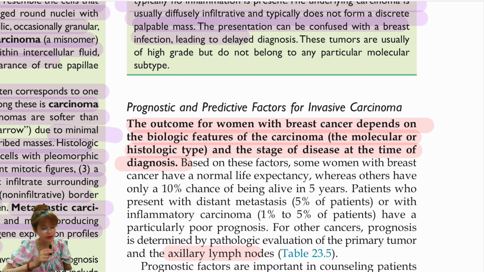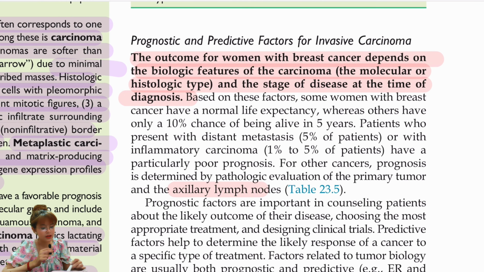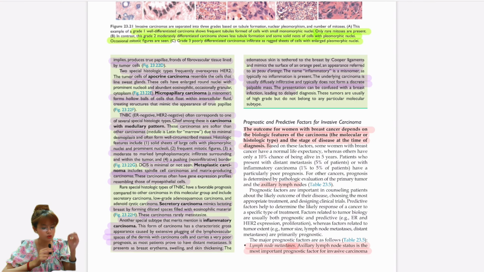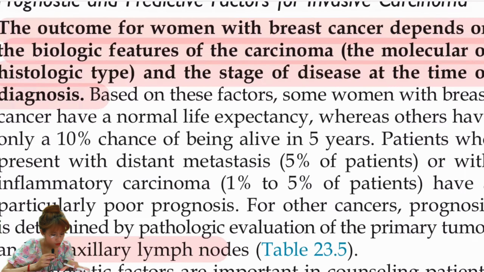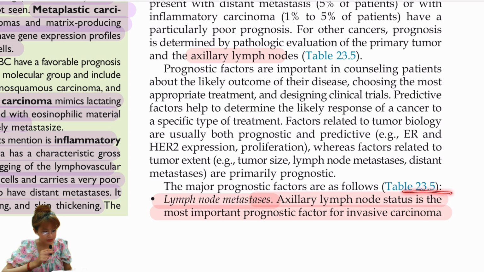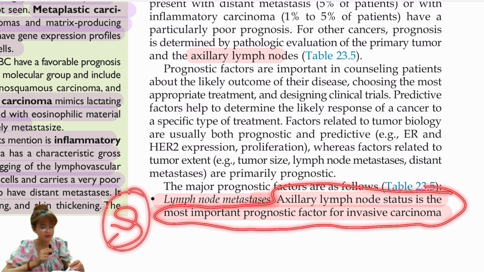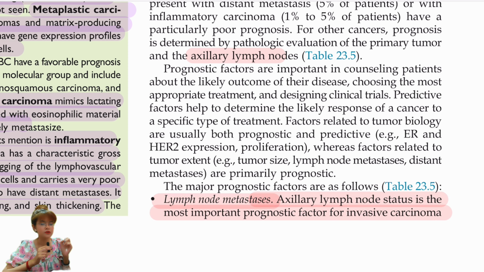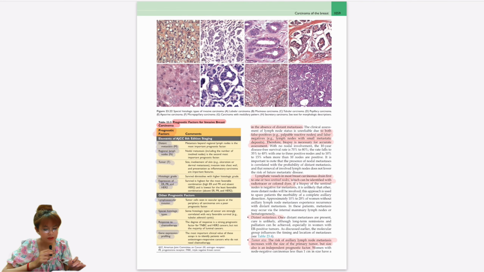The outcome depends on the biological features of the carcinoma, the molecular type or the histological type, and the stage. So all these things are important, along with the lymph node spread. All these features will predict the prognosis of these patients. Regarding lymph node metastasis, axillary lymph node status is the most important prognostic factor for invasive carcinoma. Very important.